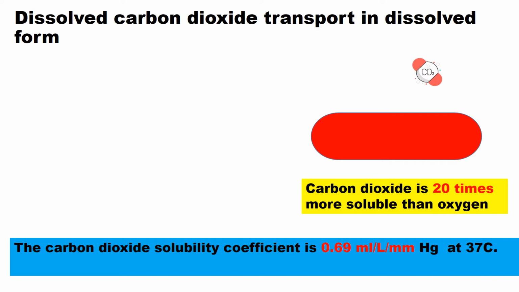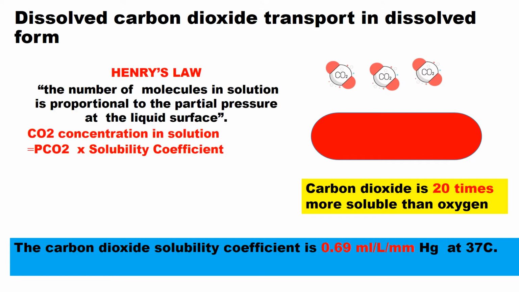We know that carbon dioxide exists in a gaseous form, and it is 20 times more soluble than oxygen, and it obeys Henry's law, where the concentration of carbon dioxide in a solution can be given by the product of partial pressure of carbon dioxide and the solubility coefficient. The solubility coefficient for carbon dioxide is 0.69 ml per liter per millimeter of mercury.